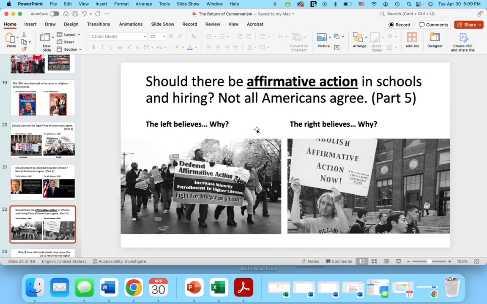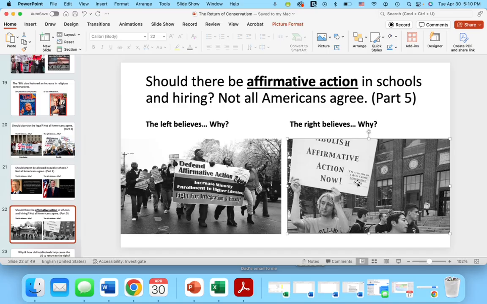Another controversial issue was affirmative action in schools and in hiring. In other words, should you take into account someone's race or background when looking to admit someone to a school or hire them in a company? Not all Americans agree. The left tends to be in favor of affirmative action for a bunch of reasons, saying things like it corrects past mistakes and problems and discrimination, and it makes our schools and companies more diverse. They'll work better. On the other hand, the right believes that we should abolish affirmative action.